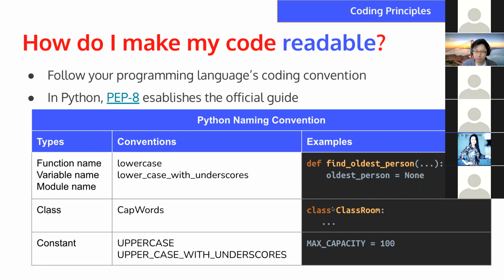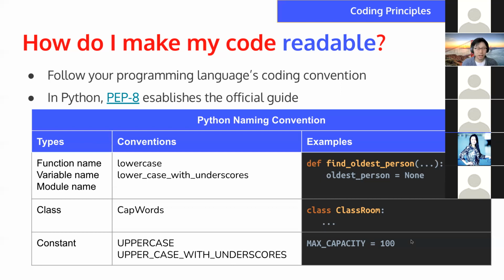So in this example, if I have a class called Classroom, I had the letter C and the R capitalized because they're the beginning of each word. And lastly, if you have constants, you want to be using uppercase with underscores. So let's say I want to declare a constant that sets a max capacity of 100, I'll be using all capitalized letters to declare that.